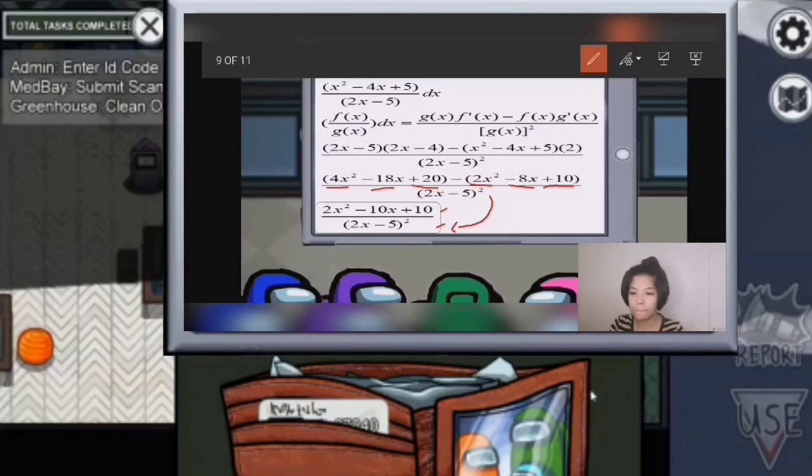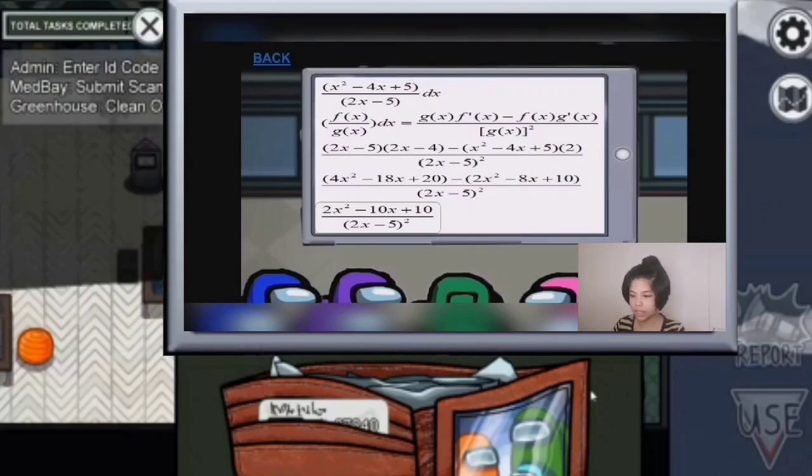Always remember that we don't need to expand our denominator anymore, and we can write it as it is for our final answer. Now, our final answer is 2x squared minus 10x plus 10 all over the quantity of 2x minus 5 squared. Now for our last rule.